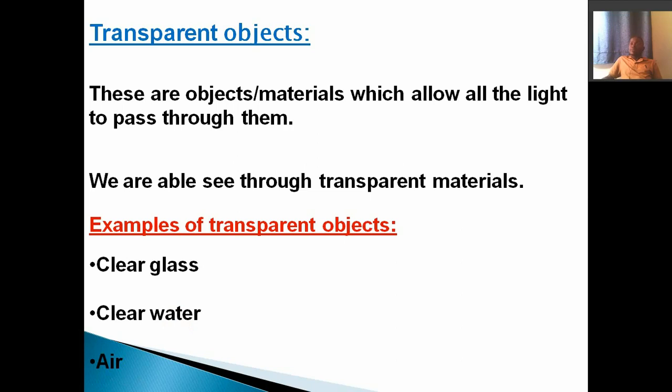Then we have air. Air is also transparent. That is why you can see your neighbor where you are seated. You can even see the things around you, everything that is in the house. That is just because air is transparent. It can allow all the light to pass through it. Are we together? Then we have also the vacuum.